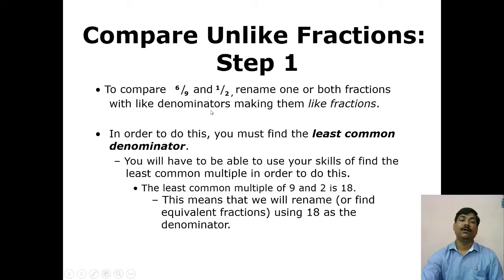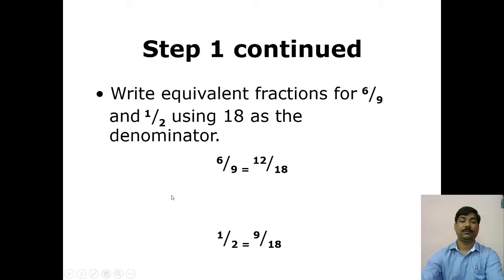Now you have to find the equivalent fractions of 6 upon 9 and 1 upon 2. Both equivalent fractions should be equal in denominator. That means they must be like fractions. So we convert these fractions into like fractions. As the LCM was 18, you have to make this denominator 18.